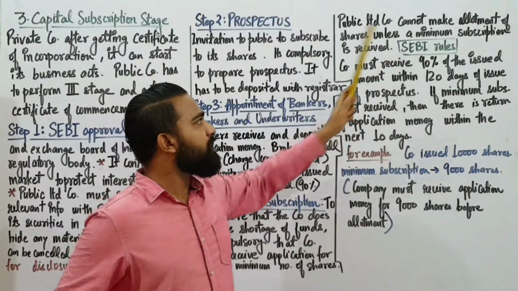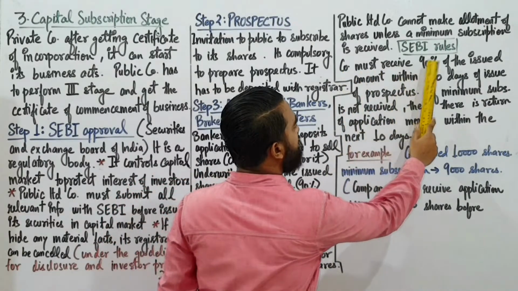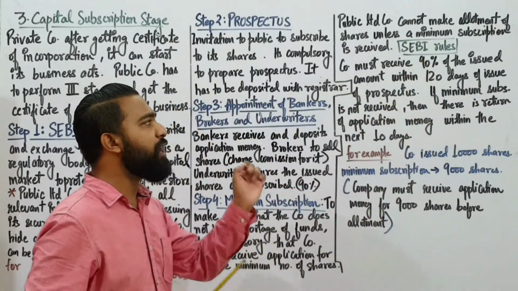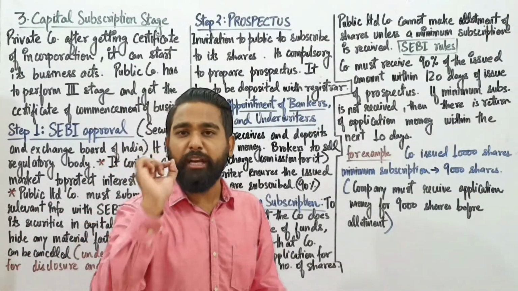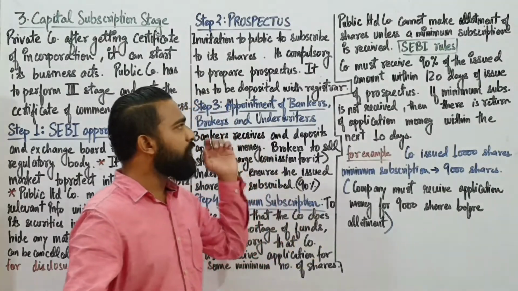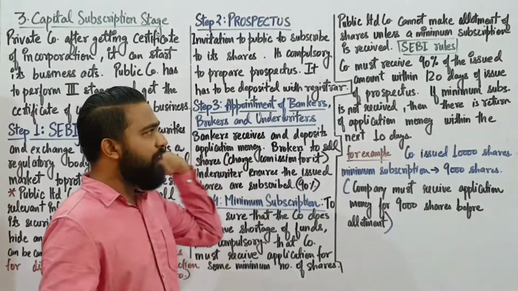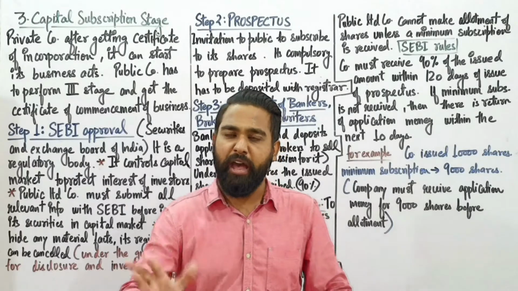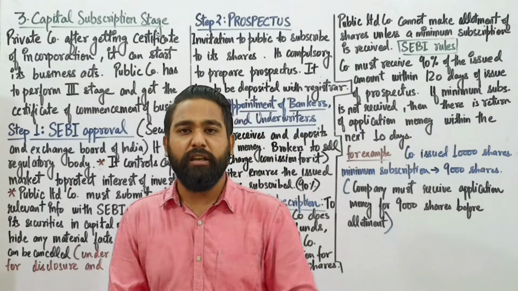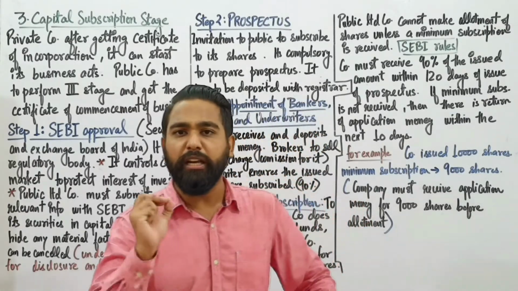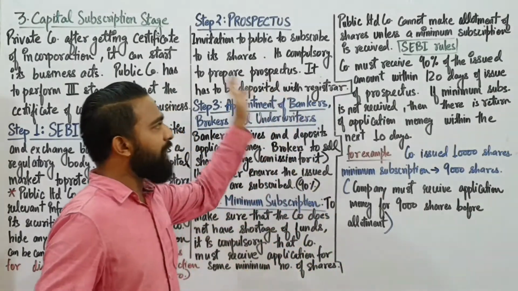Now, there are some SEBI rules which I need to make clear. The company must receive 90% of the issued amount within 120 days of the issue of the prospectus. They are issuing the prospectus, and for around 90% of their issued shares, they must have the amount within 120 days. Suppose I have issued a prospectus and I have 100 shares. Now, in 120 days, I want around 90 shares to be issued, and I must receive the money for that. So that's a rule.